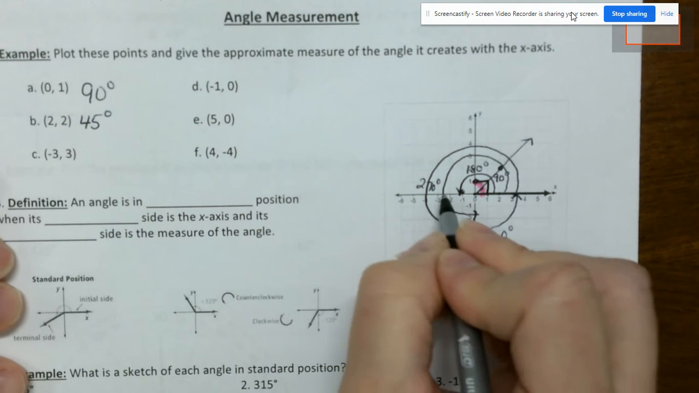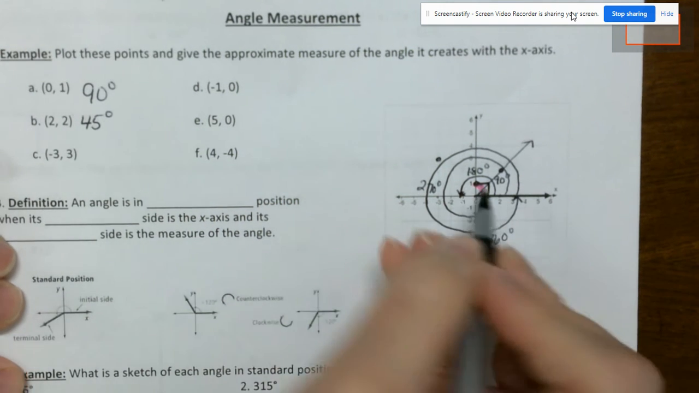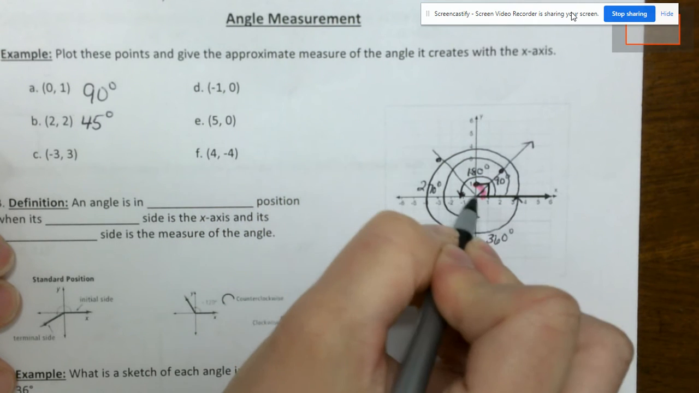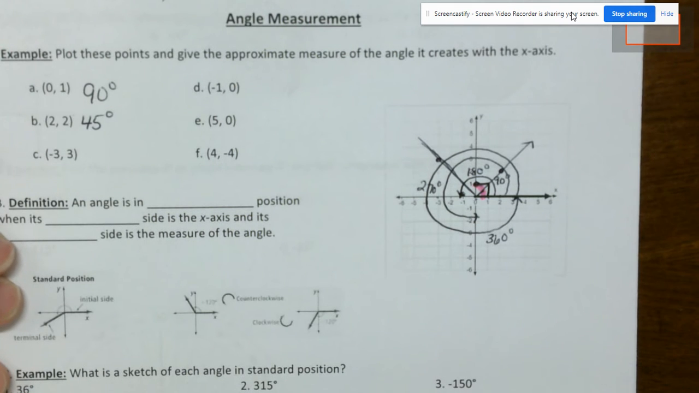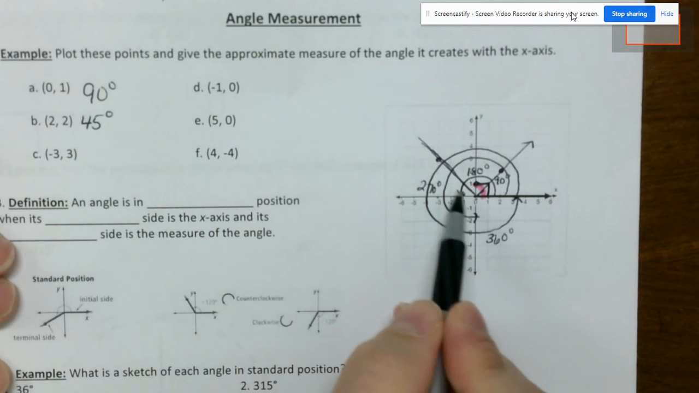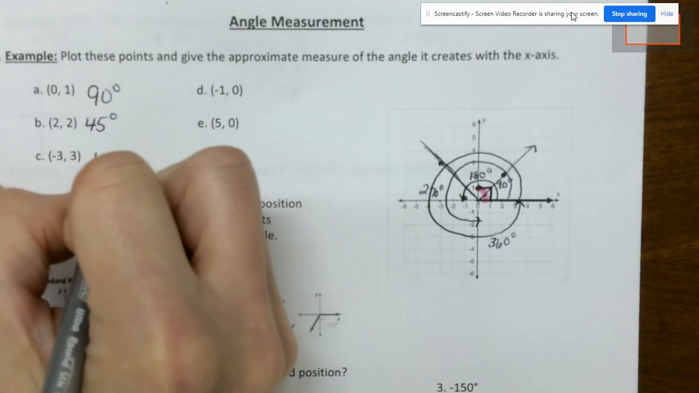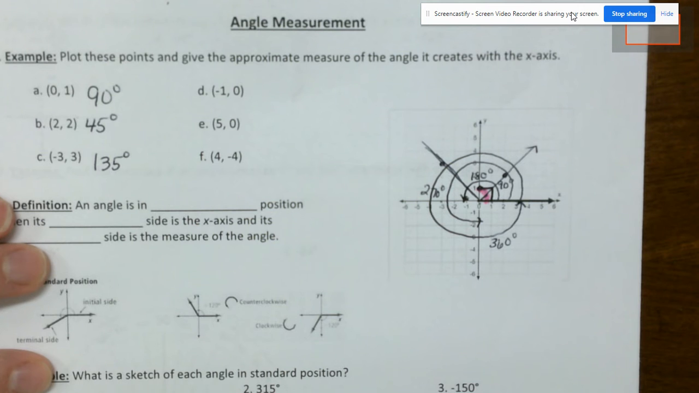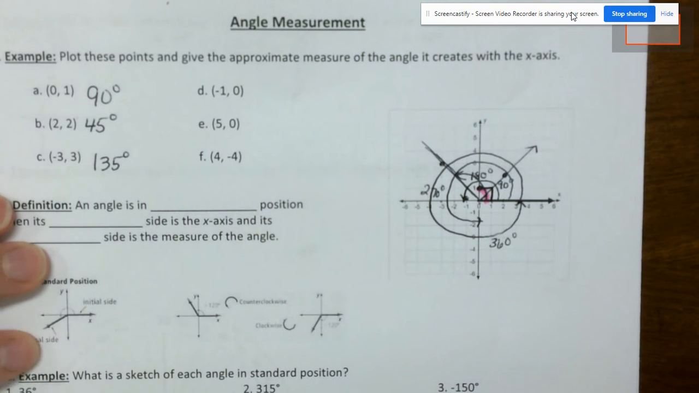And then if we look at -3, 3, okay, if we draw that angle in, we can see that that angle does that. If we look at that one, we can see that we've gone 90, but it looks like we've gone about half of another 90. So we went like 90 plus 45, which would be a 135-degree angle. So from here to this line would be our 135-degree angle.